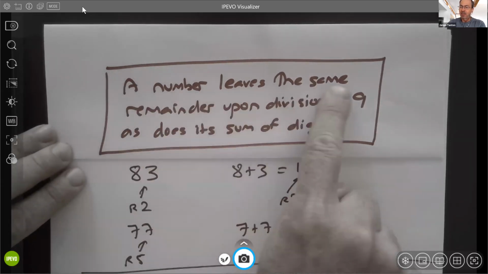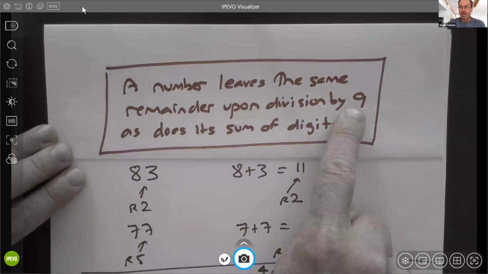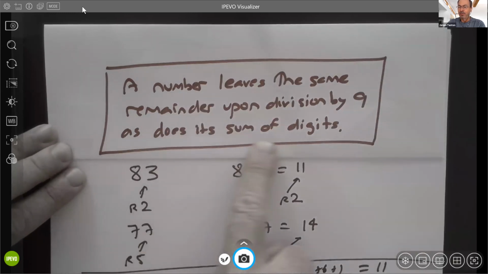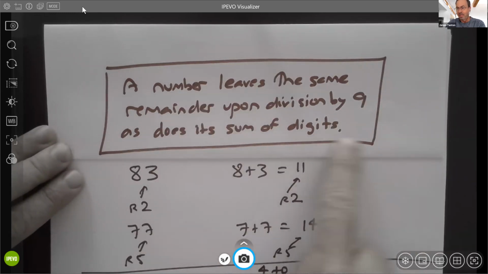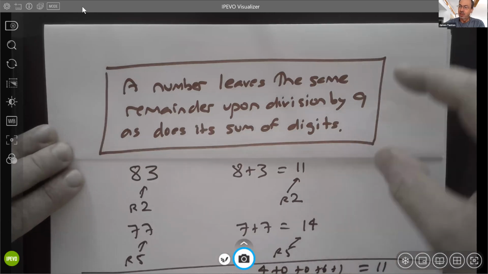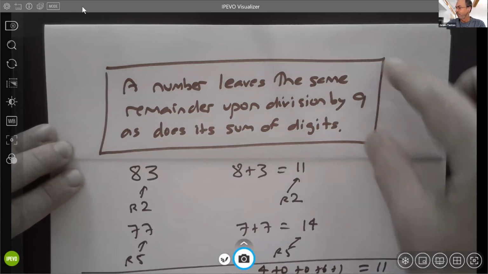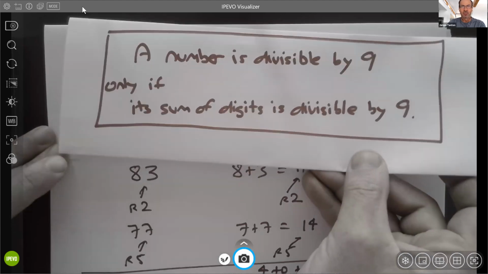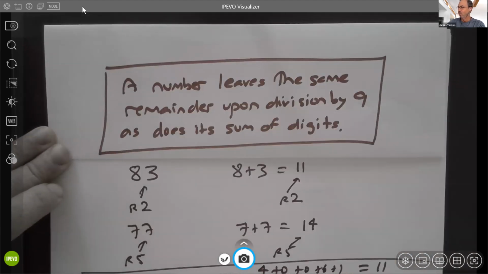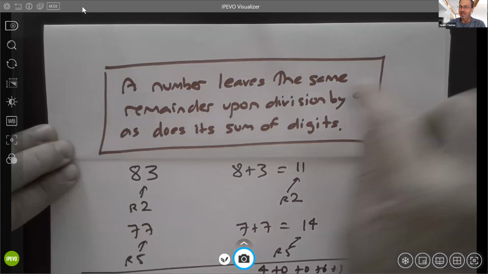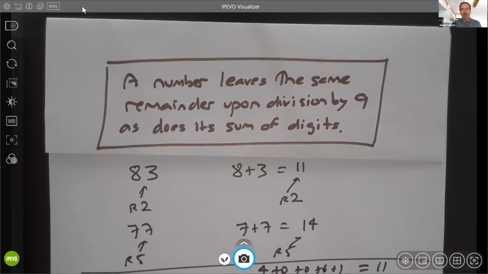A number leaves the remainder of 0 upon division by 9, that's a multiple of 9, only if the sum of the digits also leaves the same remainder of 0. So actually, if I just focus on the remainders of 0, this is the previous rule. But actually the rule is true for any remainder. The sum of the digits and the whole number itself leave the same remainder upon division by 9, even if that remainder is not 0.